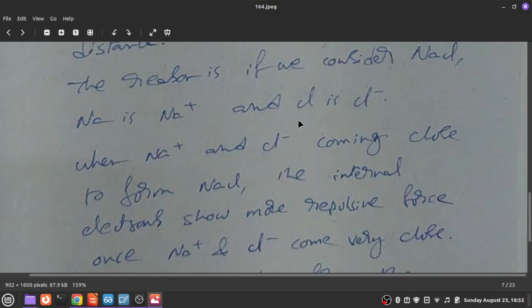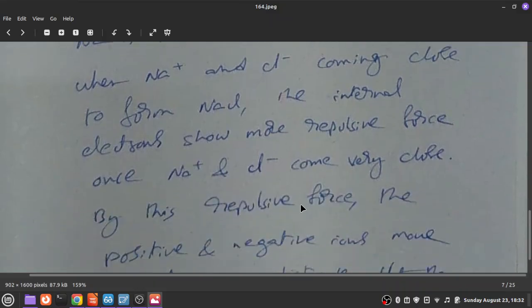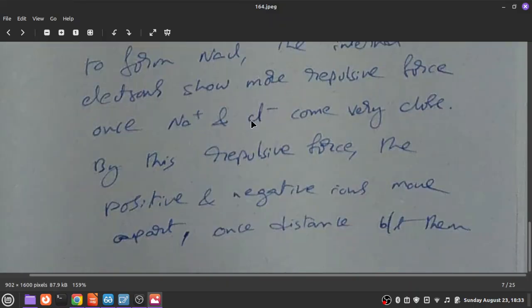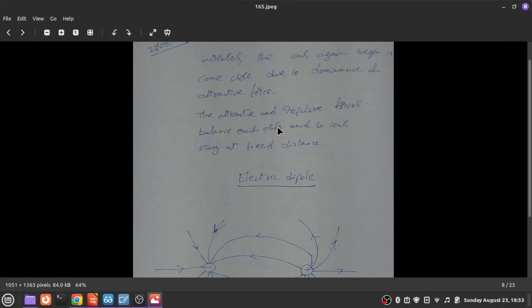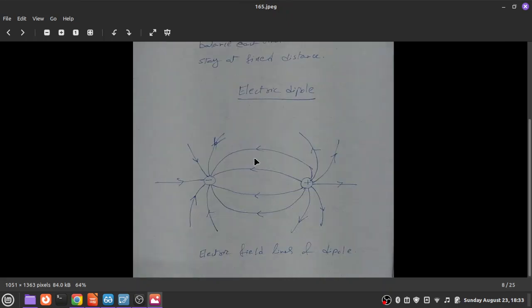Okay, anyway, at some point, both attractive and repulsive forces will balance. At that distance, Na plus and Cl minus remain. Okay, Na plus and Cl minus will stand with some particular fixed distance between them. On an average basis, there is a fixed distance between them, Na plus and Cl minus. That is called bond length. Bond length. Okay. That is why it is possible for a dipole to exist. In the dipole, you will find positive and negative charges separated by a fixed distance.